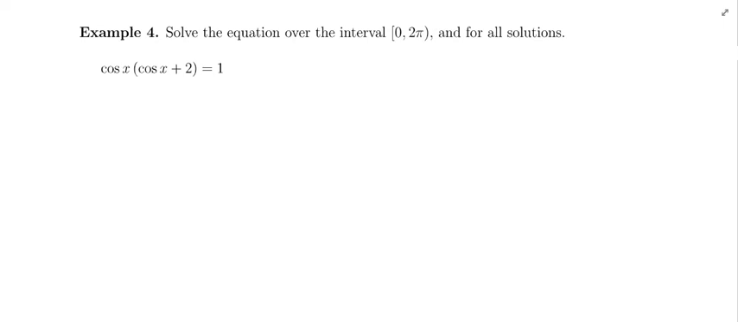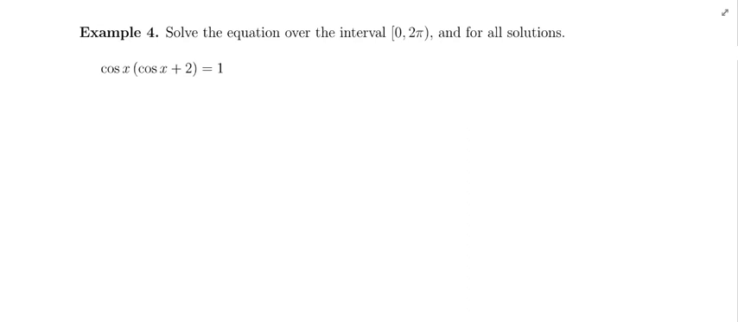Example 4, solve the equation over the interval 0 to 2 pi and also for all solutions. The equation here is the cosine of x times the quantity cosine of x plus 2 equals 1. All right, here we're dealing with x's. We're solving over the interval 0 to 2 pi, so the angle x is measured in radians.